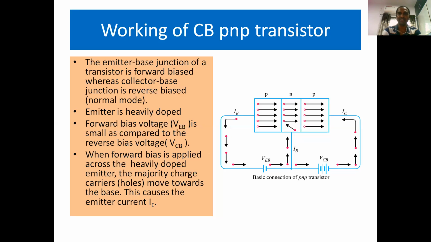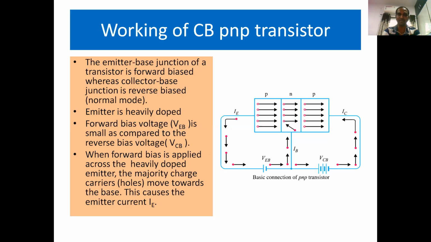Then consider the working of a PNP transistor under common base configuration. All the details are present in the circuit diagram. The emitter base junction of the transistor is forward biased, whereas the collector base diode is reverse biased. Again, this is the normal mode or active mode of operation. As usual, the emitter is heavily doped. Forward bias voltage VEB is small compared to the reverse bias voltage VCB.